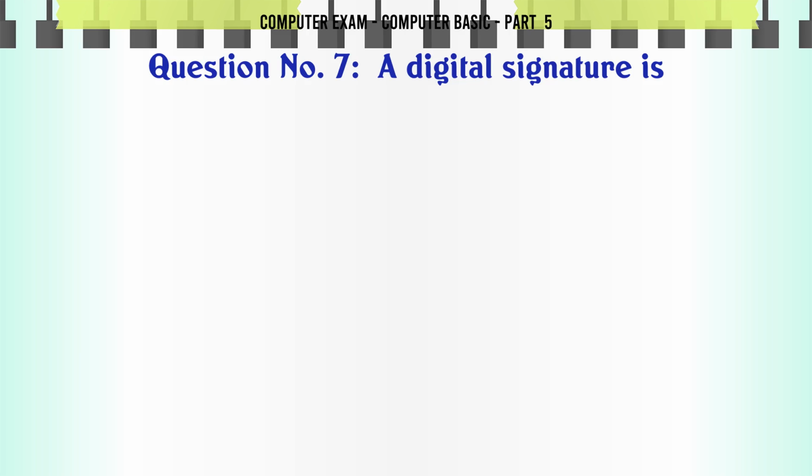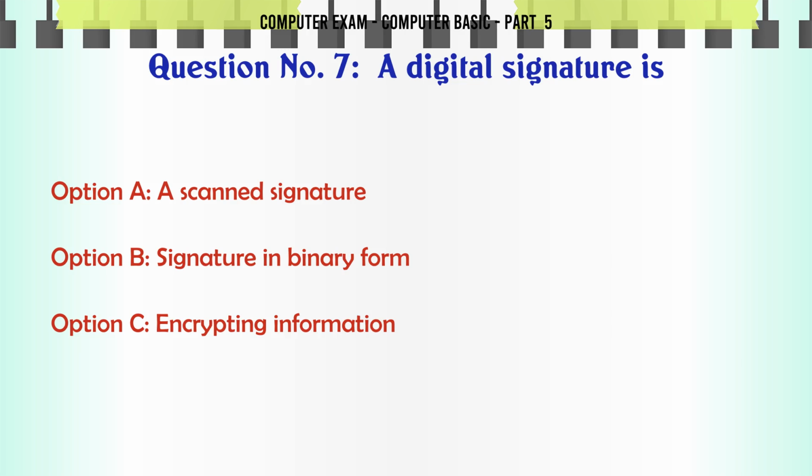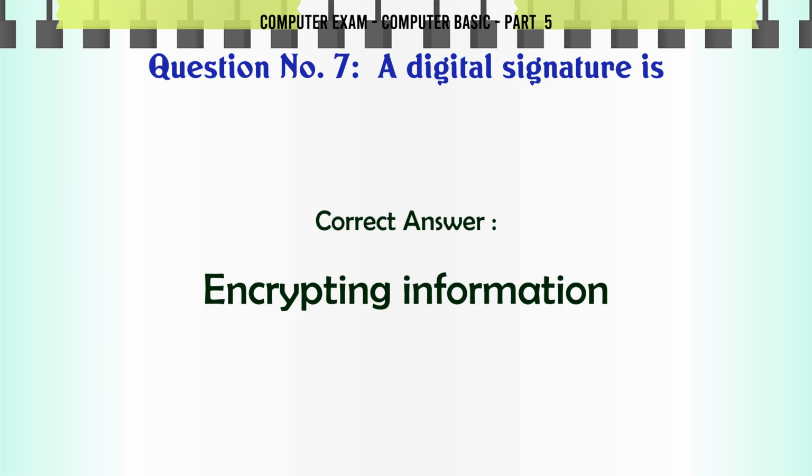A digital signature is A. Scanned signature. B. Signature in binary form. C. Encrypting information. D. Signature stored in cloud. The correct answer is encrypting information.